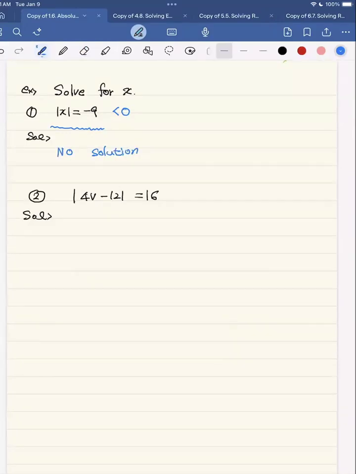Let's do number 2. Number 2 is the absolute value of 4v minus 12 equals 16. We have two possibilities. 4v minus 12 equals 16, or 4v minus 12 equals minus 16. So we have two possibilities. We have to solve two equations.